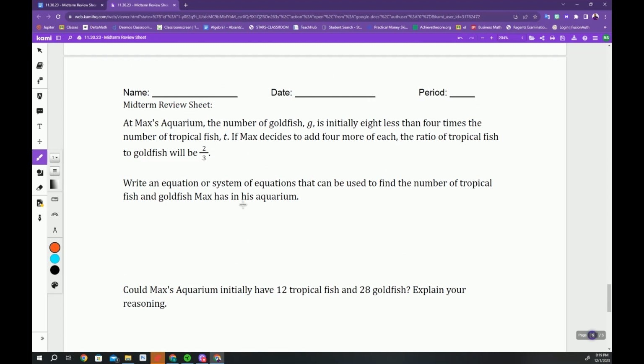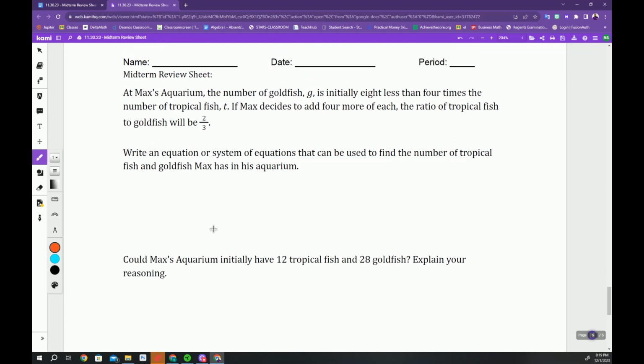Okay, guys, we're moving on to the last question. Now, this one is a little bit tricky, so definitely look at the structure of this so we can follow along. At Max's aquarium, the number of goldfish, which is G, I'm going to circle that and underline what it represents, the number of goldfish, is initially 8 less than 4 times the number of tropical fish, T. T is the number of tropical fish. If Max decides to add 4 more each, the ratio of tropical fish to goldfish will be 2/3.